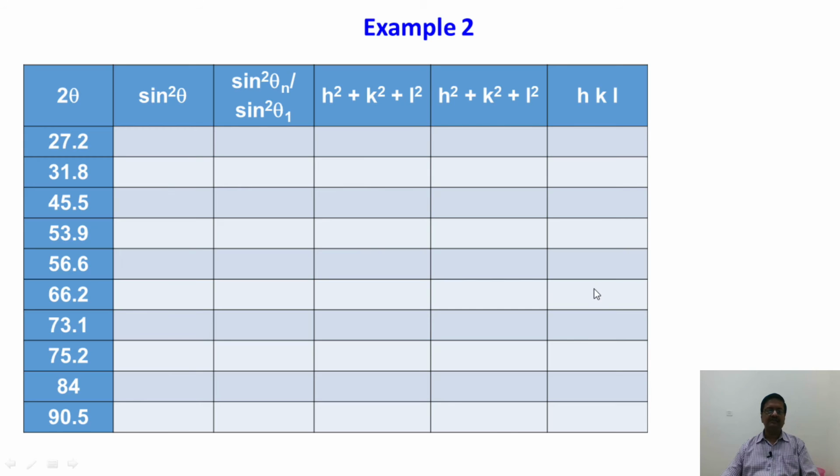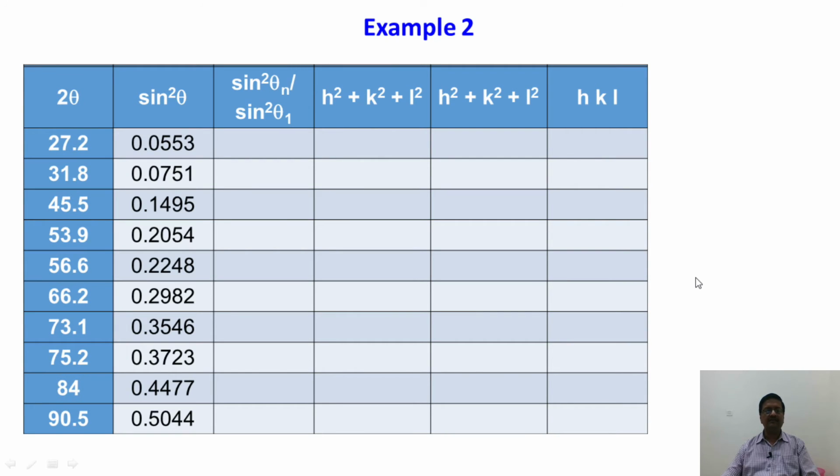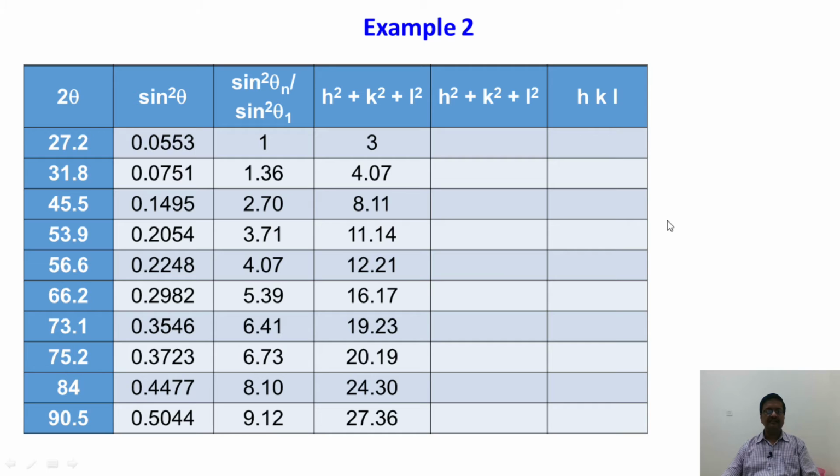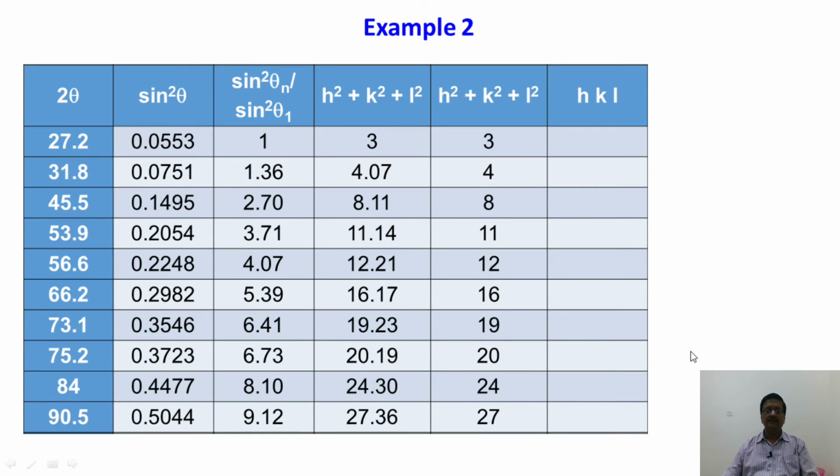Now let us go to the example 2. We do it again in the similar manner. We calculate sin square theta. We calculate sin square theta n by sin square theta 1. And then we see that we need to multiply here by 3. Then only these numbers, which are sin square theta n by sin square theta 1, can be converted to nearest integers. So when we convert it into integers, they turn out to be like this: 3, 4, 8, 11, 12, 16, 19, 20 and so on.